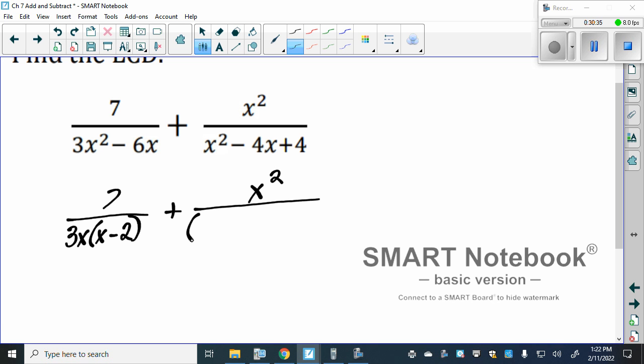Now the x squared minus 4x plus 4, we'll need 2 sets of parentheses. Since the 4 is positive and the sign in the middle is negative, the signs will both be negative. The factors of x squared are x and x, and the factors of 4 we want are 2 and 2.